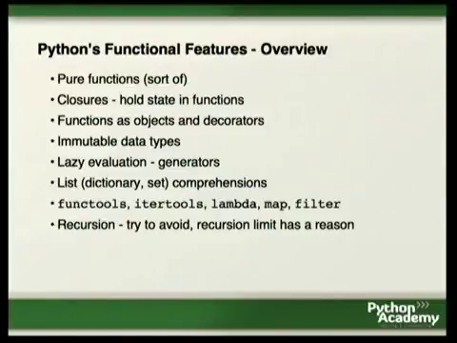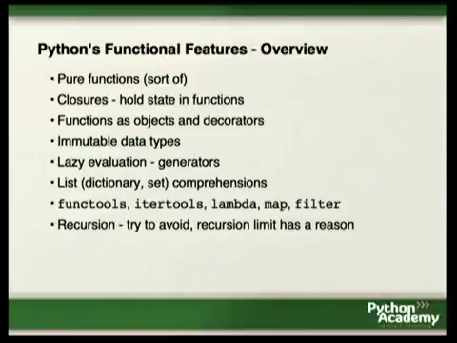Closures are helpful to keep state in functions, so you have a few of those things. Functions are objects, and you can also use decorators. So there's a few things that help you to go in this direction, functional style programming. We have immutable data types. Strings is one, tuples the other one.